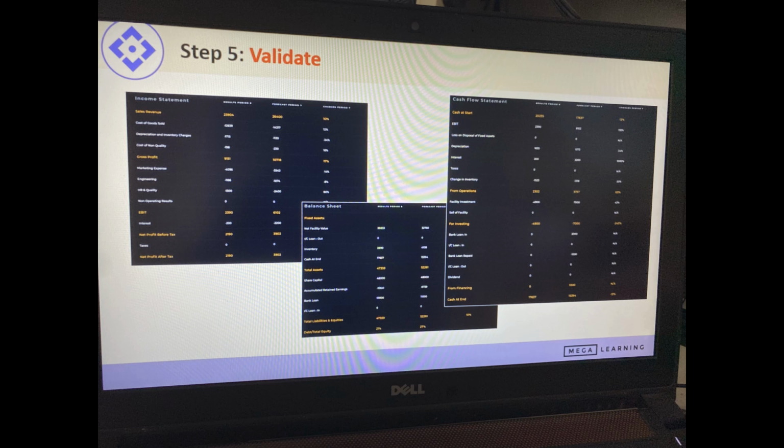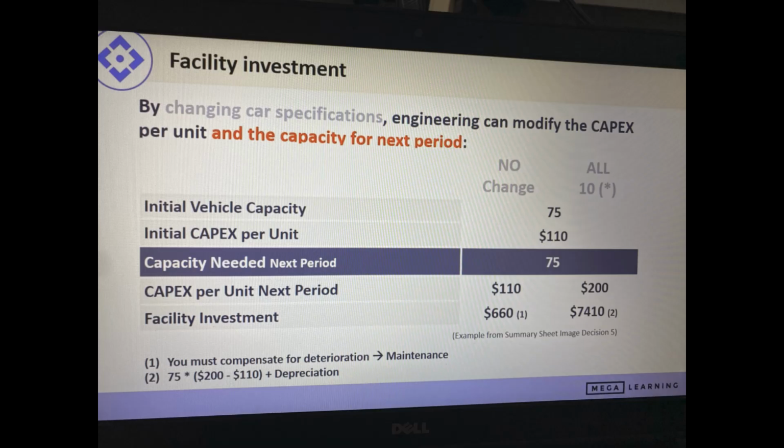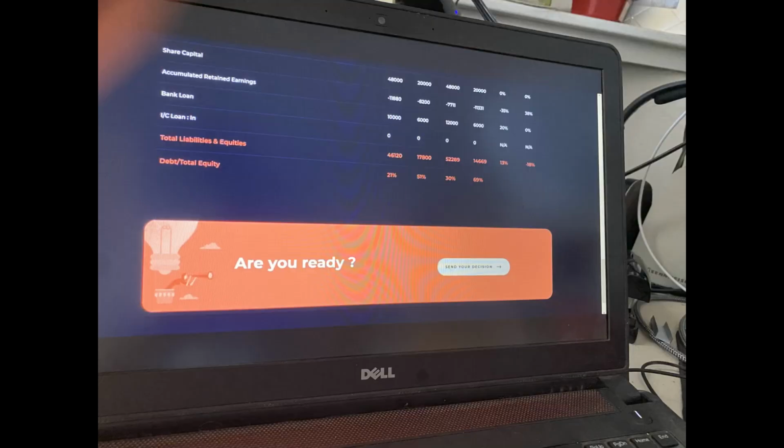When you validate, you'll again look at all of your financials and say, are we having positive cash flow? Cash cannot be below 0 or we won't validate. You won't be allowed to run the sim. So you have to have positive cash. When you're looking at capacity or CapEx per unit, you look at 75 there. We're forecasting that as our capacity, and then we're multiplying the capacity needed for next period times individual CapEx, and that will give us our investment in plants and equipment, which they always ask, all the classes.